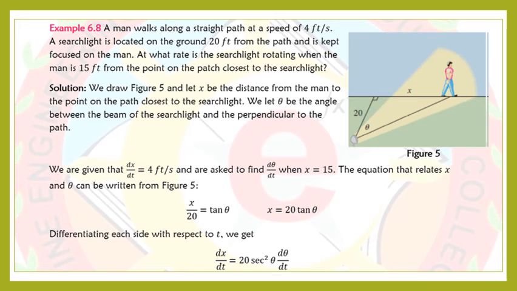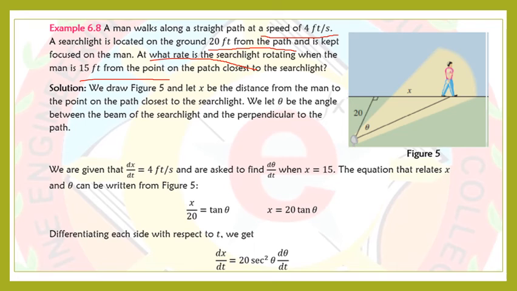Last example na talaga to sa related rates. A man walks along a straight path at a speed of 4 feet per second. A searchlight, okay, ito yung speed ng lalaki na naglalakad. A searchlight is located on the ground 20 feet from the path, okay, and is kept focused on the man. What rate is the searchlight rotating? Ito yung tanong, what rate is the searchlight rotating when the man is 15 feet from the point on the path closest to the searchlight?